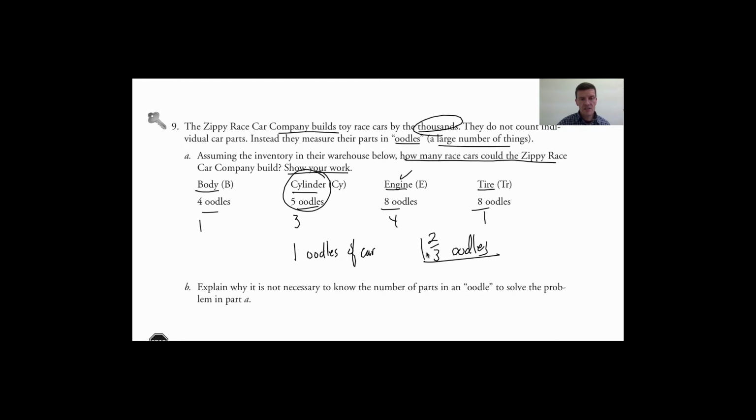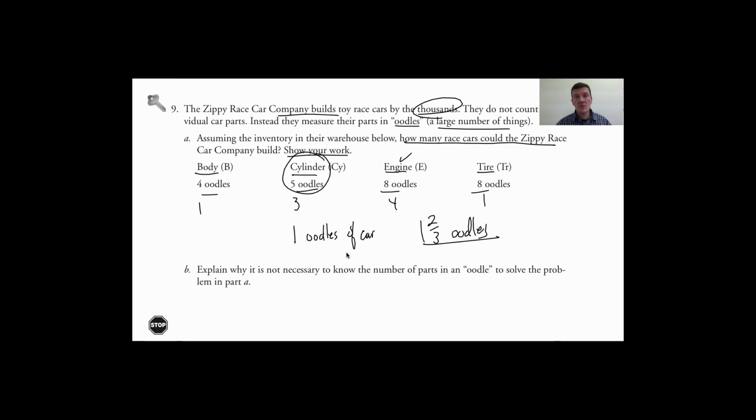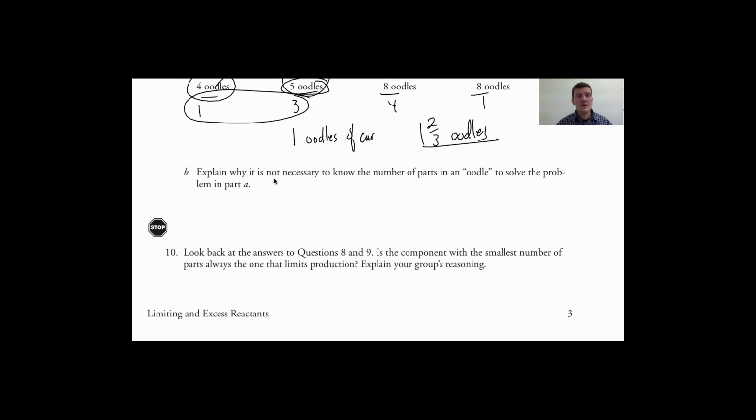If we consider these ratios, I hope you noticed that we're kind of using ratios here like we used mole ratios before. If I have a particular number and I want to find out how much of something else I need, I can use my ratio to figure out how much of that other part I would need in order to make a complete number of cars. It's not necessary to know the number of parts in an oodle to solve the problem because, again, we are working with ratios. Ratios, it doesn't matter if it is 1 or 100 or a mole or an oodle. It is the ratio here that is going to determine how much gets produced.